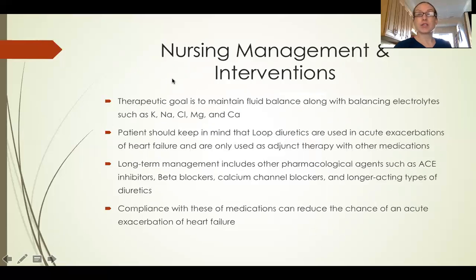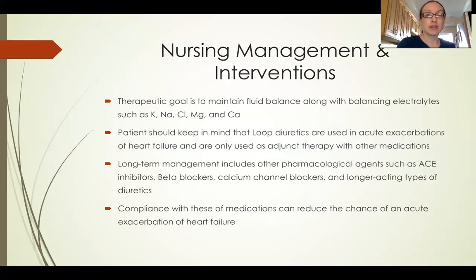Nursing management interventions include, when somebody's taking this medication, the therapeutic goals are to maintain fluid balance along with balancing electrolytes such as potassium, sodium, chloride, magnesium, and calcium, because it also excretes a lot of potassium, calcium, magnesium, and chloride. So you can have some imbalances if you're not watching the amount of potassium in your body.